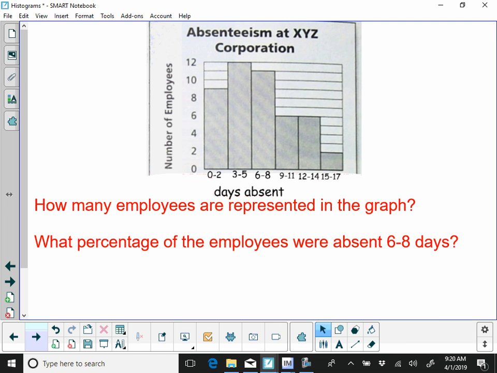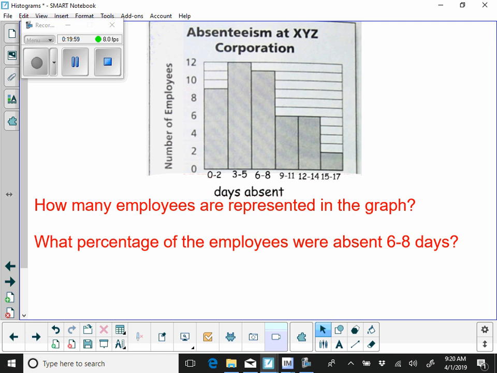This will be the last one we do for today, and then we'll do that worksheet. Okay? Answer these 2 questions. How do we tell how many employees are in the graph? You add up all the numbers, right? So that's going to be what? 9, 12, 11, 6, 6, and 2. So that's 21, 32, 44, 46.